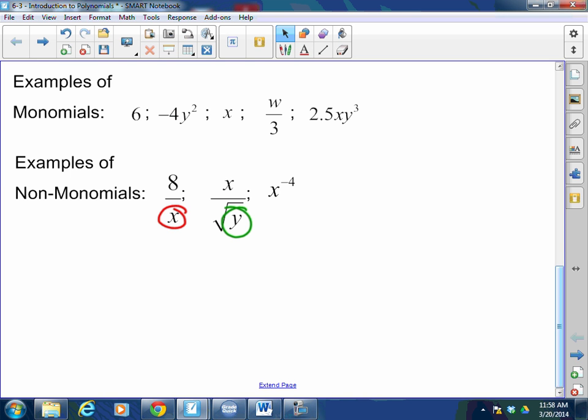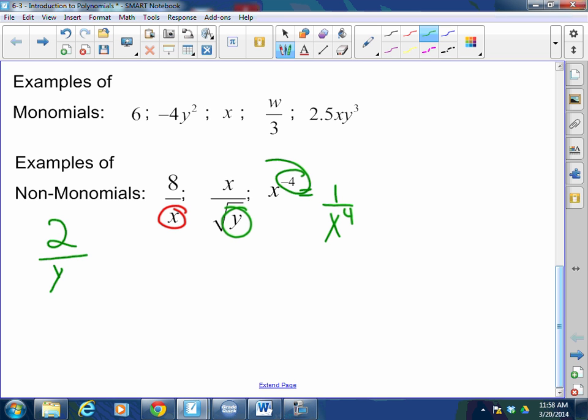x to the negative 4. Why is that not a monomial? Very good. When you simplify it, it's in the denominator. Also, is that a positive whole number? No. Now, let's separate the A's from the B pluses. Is this a monomial? Yes, it is, because when you simplify this, this is 2x to the 4th, x in the numerator, and it has a positive whole number exponent.